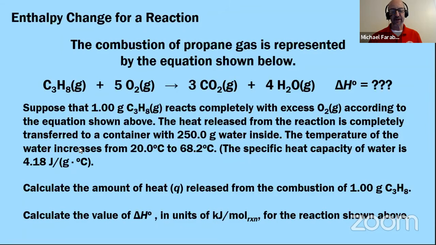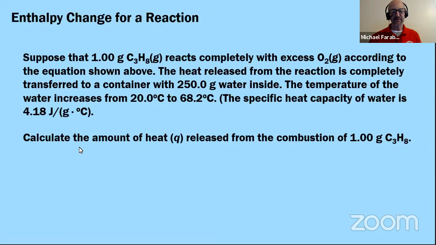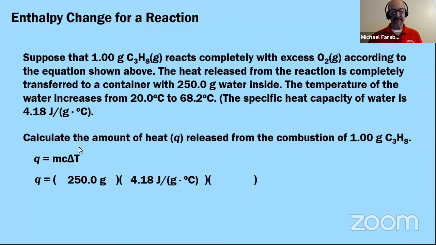Okay, so we'll start with the Q. So Q equals mc delta T. We know that the mass of water was 250.0 grams. We know the specific heat capacity was given to us as 4.18. And the delta T would be 68.2 minus 20. That's a difference of 48.2 degrees Celsius.